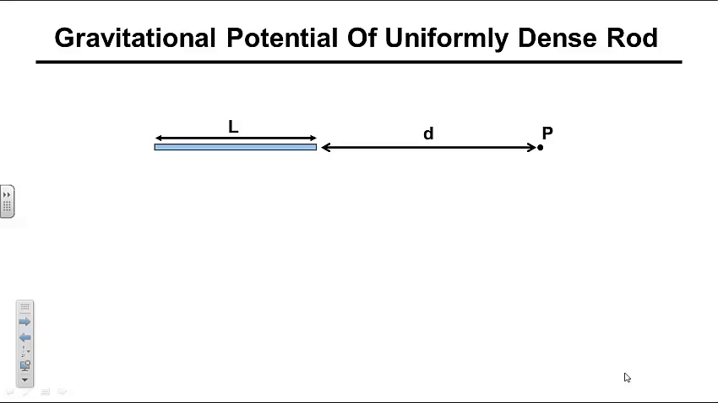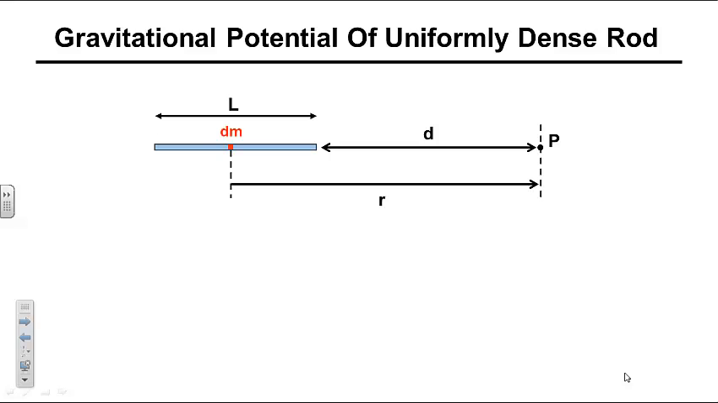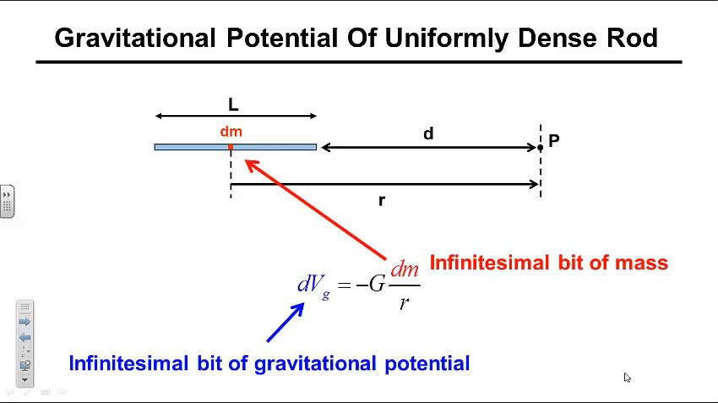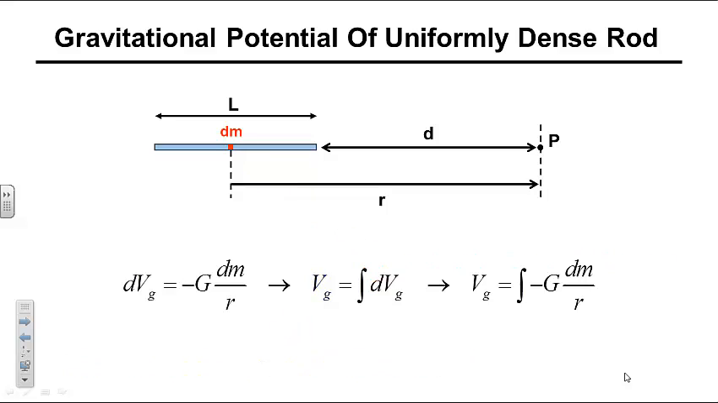We can consider this rod to be a combination of infinitesimal bits of mass that we model as point particles. The mass of each of these point particles is denoted by dm. The infinitesimal gravitational potential of each point particle is found using the equation for the gravitational potential of a point particle. The total gravitational potential of the system is the sum of the gravitational potentials of each of the point particles in the system, and in the limit that these particles are infinitesimally small, this summation becomes an integral.